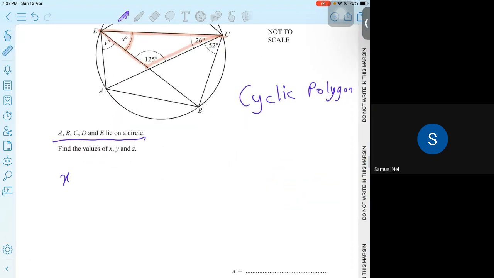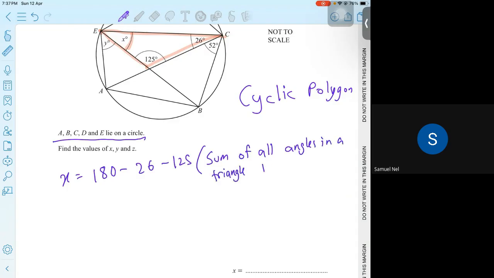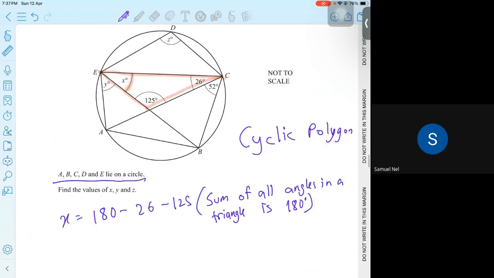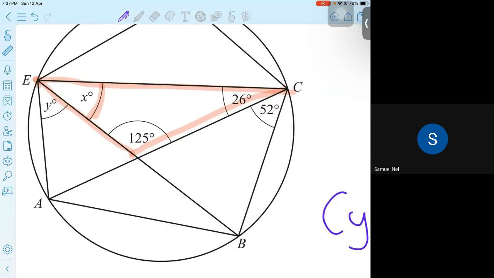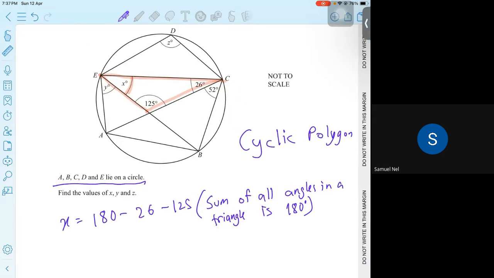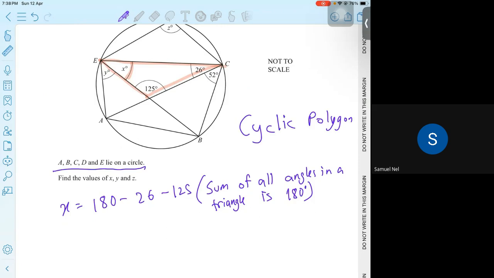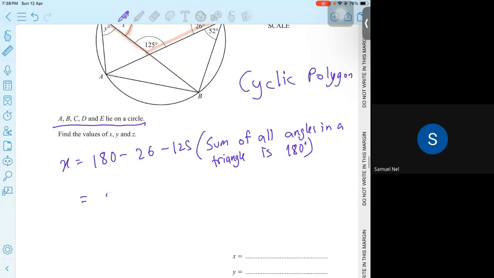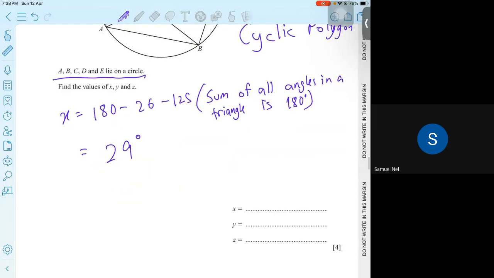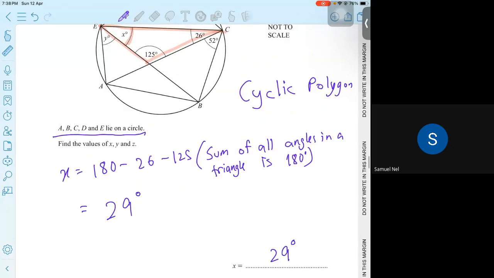So I can just write X equals 180 minus 26 minus 125. And then in a bracket, I give a small explanation that the sum of all angles in a triangle is 180 degrees. Do you all see it? There's a triangle here, and X is a part of a triangle, so that means it has to be a part of 180 degrees, right? So this value comes out to be, if I'm not wrong, 26 and 125, that is 151. So this should be 29 degrees. Okay, so X is 29. Right off the bat, we have a very easy value here.